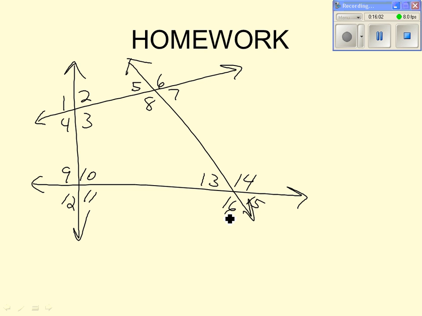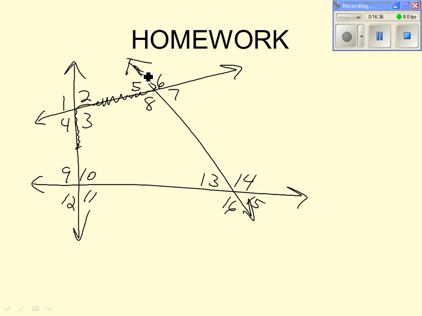Next one is 5 and 3. Which line don't we need for 5 and 3? So we get rid of that. What are 5 and 3 to each other? Alternate interior. And remember, if you trace alternate interior angles, what should they form? A Z or an N or a lightning bolt or whatever you want to call it. That'll help you remember it, hopefully.